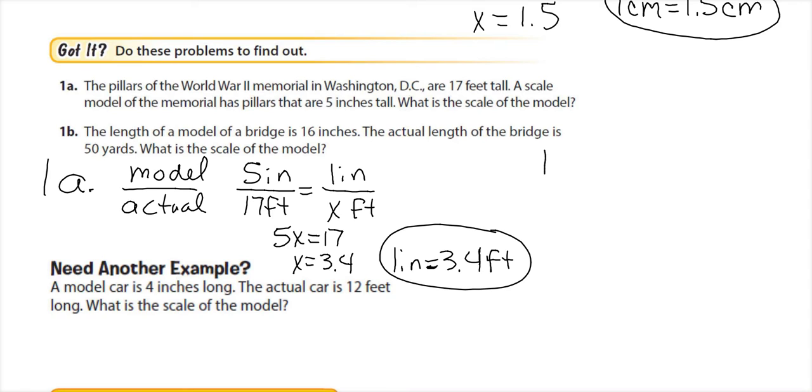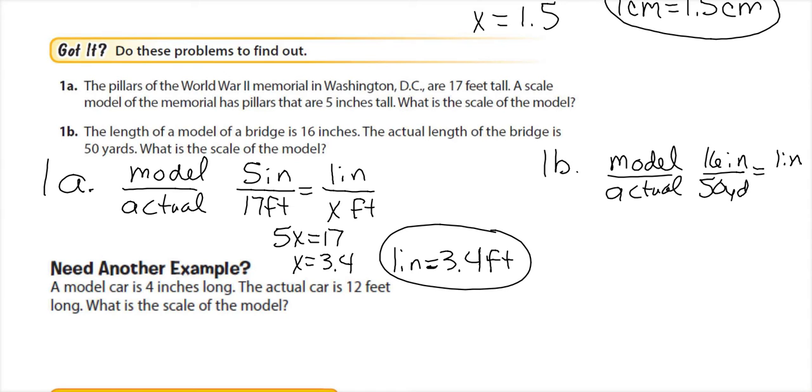So again, we're going to have 1B here, and it's model over actual. Okay, so let's take a look. It says the model is 16 inches, and in 16 inches, that's going to give us 50 yards. So 1 inch represents how many yards? All right, so let's cross multiply and divide, so that'll be 16x equals 50. Let's divide that, so that'll be 50 divided by 16, and we should have 3.125.